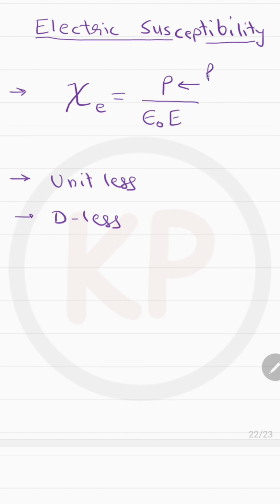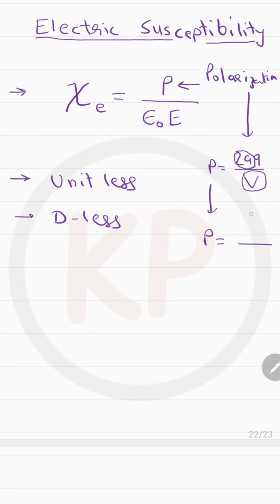Here P is polarization. This polarization is defined as electric dipole moment, that is 2aq, per unit volume. This 2a is the distance between two charges, therefore it will be in terms of meter. V is volume. So polarization becomes coulomb per meter square. So basically the unit of polarization is coulomb per meter square.